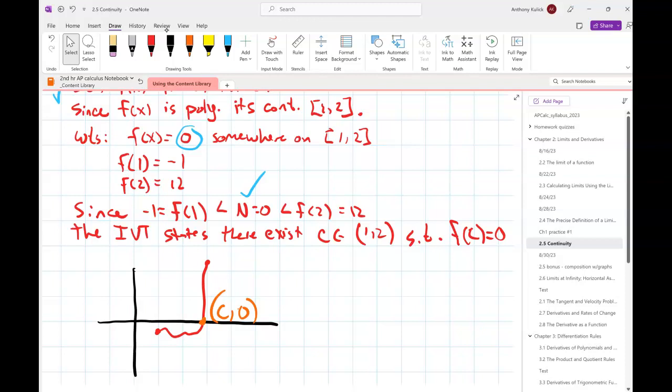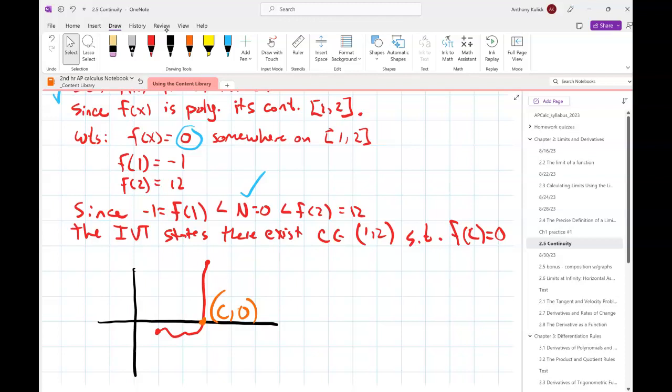And then you knew that typically it worked because one was negative and one was positive, and 0 is in between. Because 0 is the number we were looking for, right? 0 is the y that we were interested in. So it could be something different, like if it said equals 7, that would still work in this case because negative 1 is less than 7, which is less than 12.